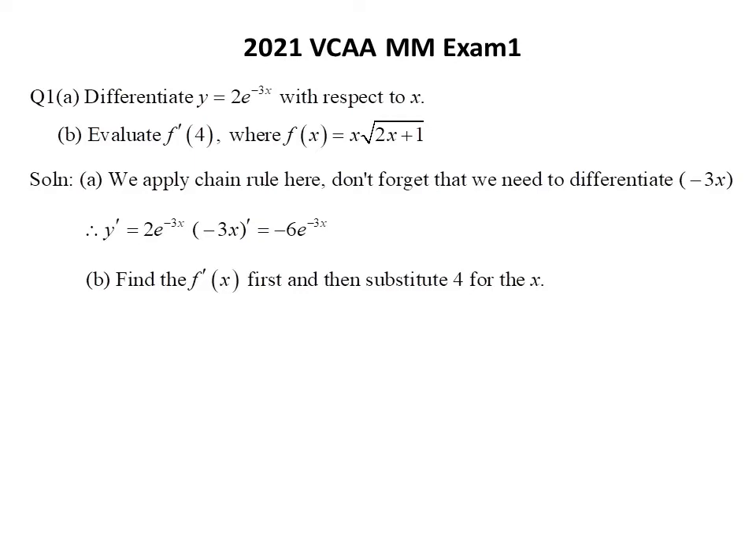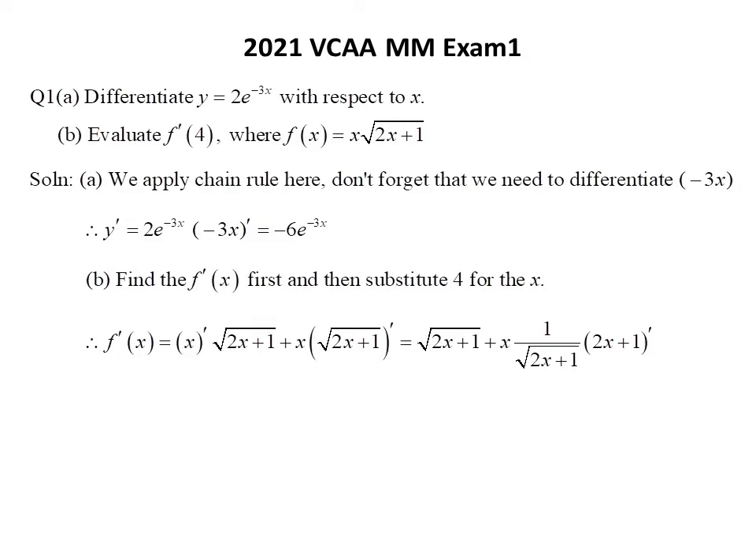As for question 1b, what we need to do is to differentiate f of x first, then substitute the number 4 for x. When we do the differentiation, both the product rule and the chain rule need to be applied.